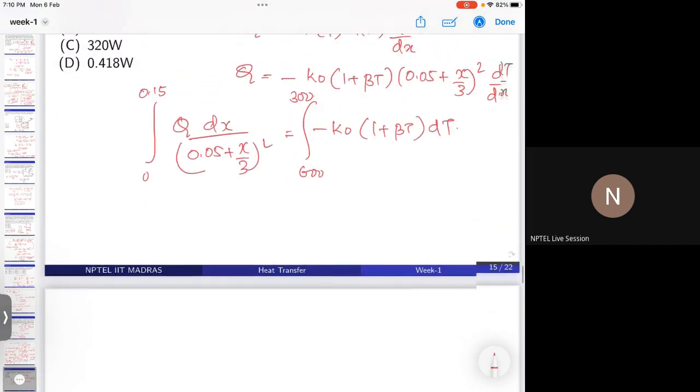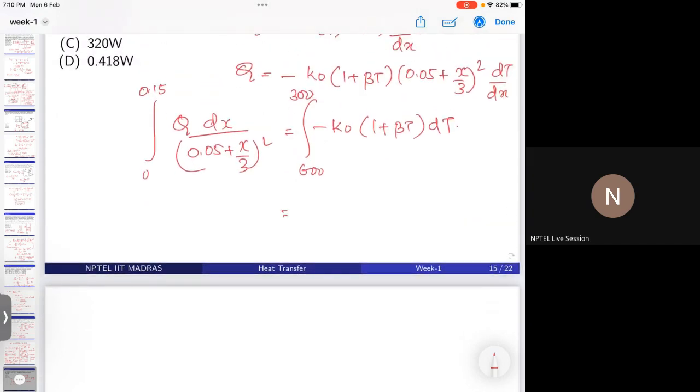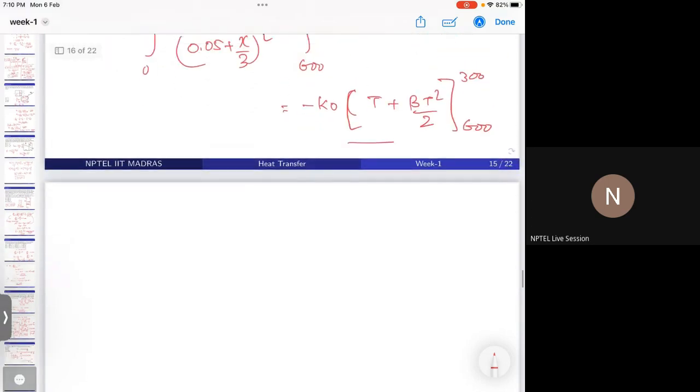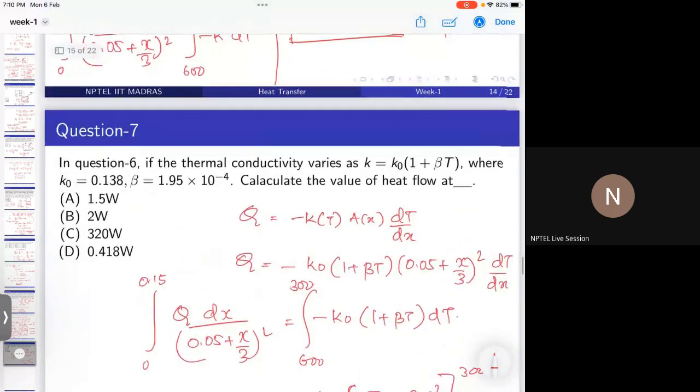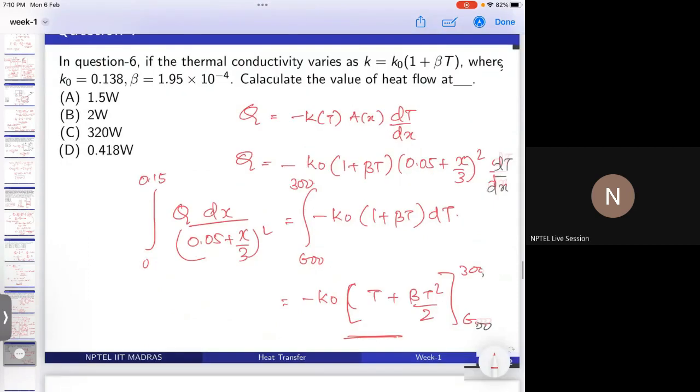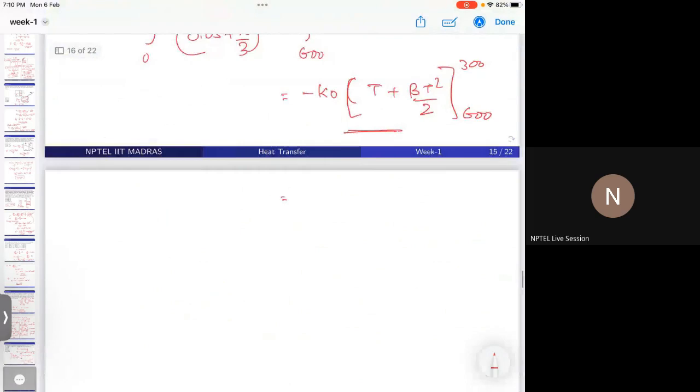So the left hand side integration is almost the same as the previous. The only change is the right hand side. So minus k naught, T plus beta T squared by 2. You have to give the limits 300 to 600. If you apply this limit and put beta equal to 1.95 into 10 raised to minus 4, as it's already given, you will get a value of around 326.325 k naught.